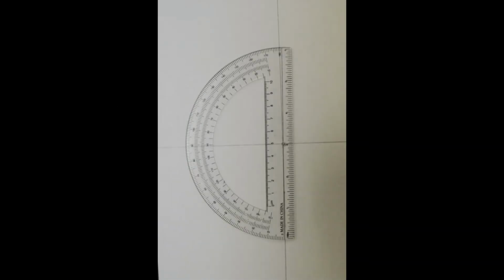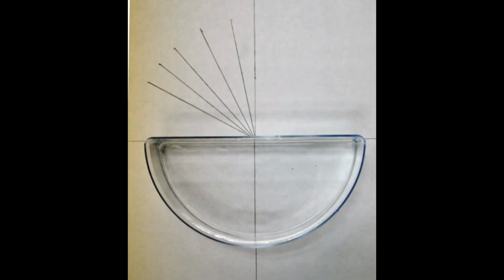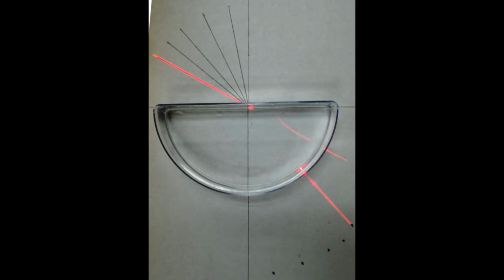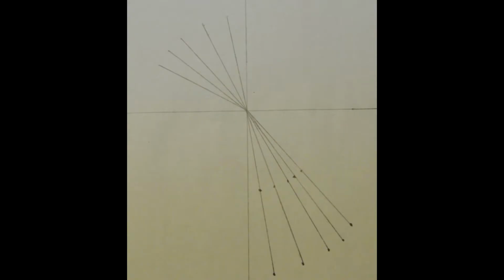Use a protractor to measure off some angles relative to the vertical axis and sketch lines. Place the container filled with water with the flat interface along the horizontal axis. Shine the laser beam along each of the sketched lines and trace the emergent beam when it exits the water. Both the incident and refracted angles are shown. Trace emergent rays for each of the incident angles and measure the incident and refracted angles relative to the vertical axis.